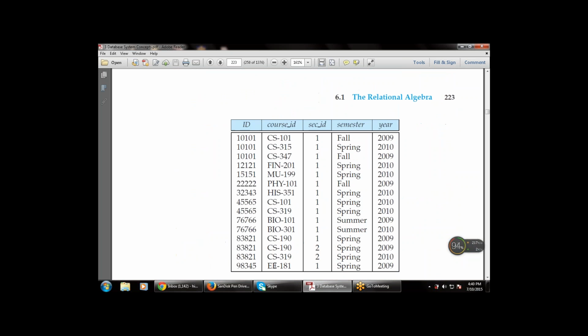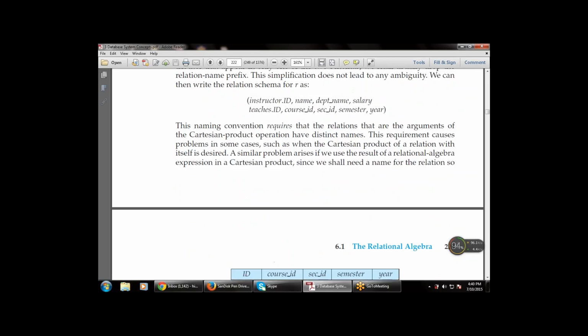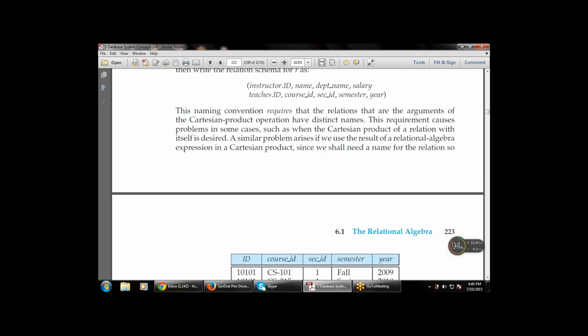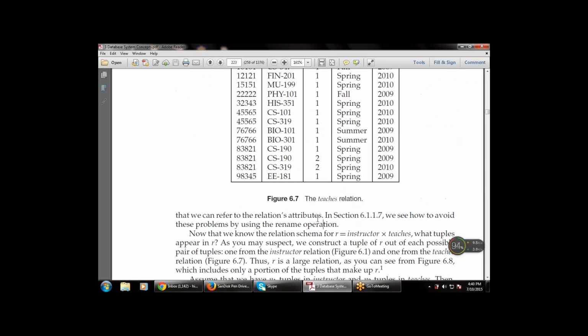So there is also the difficulty of the renaming operation. If I multiply two attributes of different rows, one attribute multiplied by another attribute, that gives a problem with the naming convention. So the ID matches with the ID and the name, then there is a course ID, a section ID, a semester, a year. That is the teaches relation.